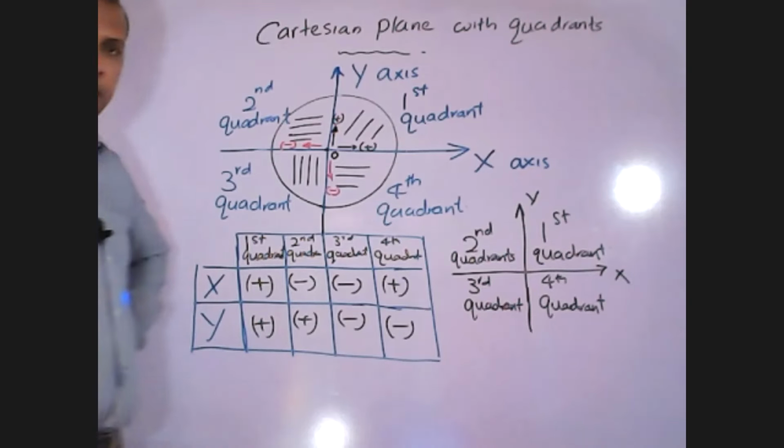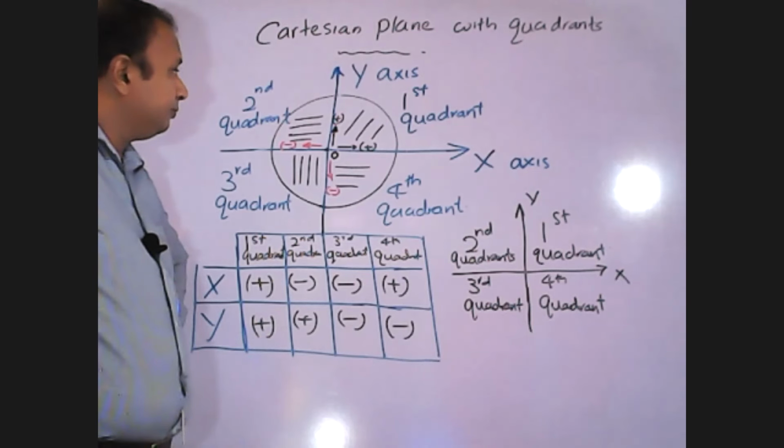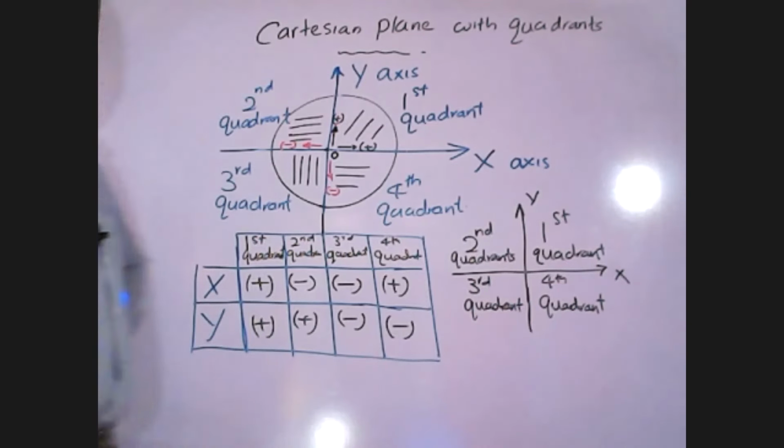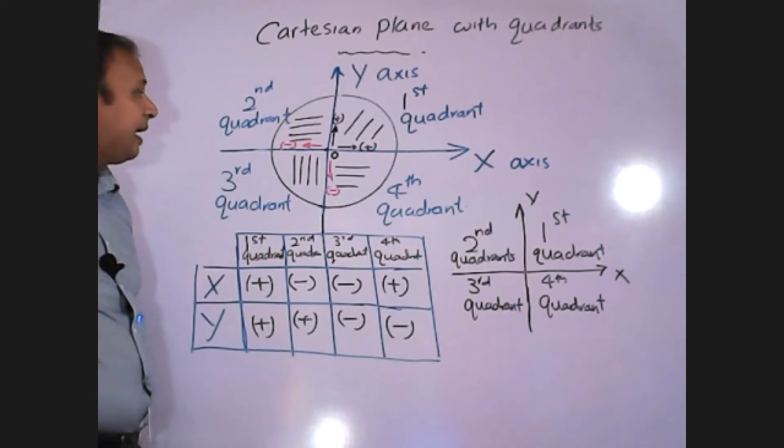Okay, write in another paragraph. Each quadrant is bounded by two sides of the x and y axes.